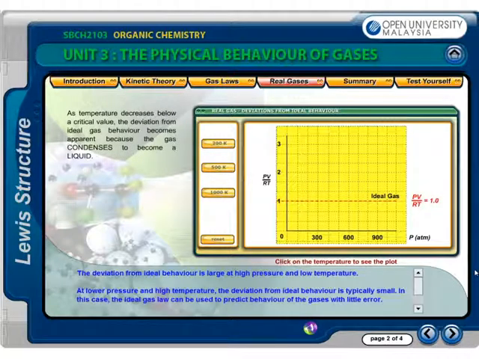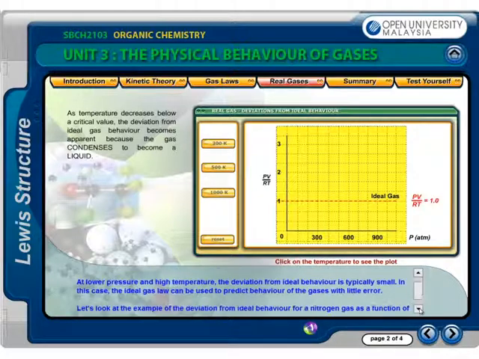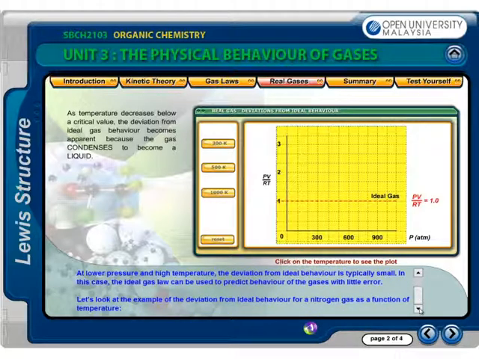The deviation from ideal behavior is large at high pressure and low temperature. At lower pressure and high temperature, the deviation from ideal behavior is typically small. In this case, the ideal gas law can be used to predict behavior of the gases with little error. Let's look at the example of the deviation from the ideal behavior for a nitrogen gas as a function of temperature.